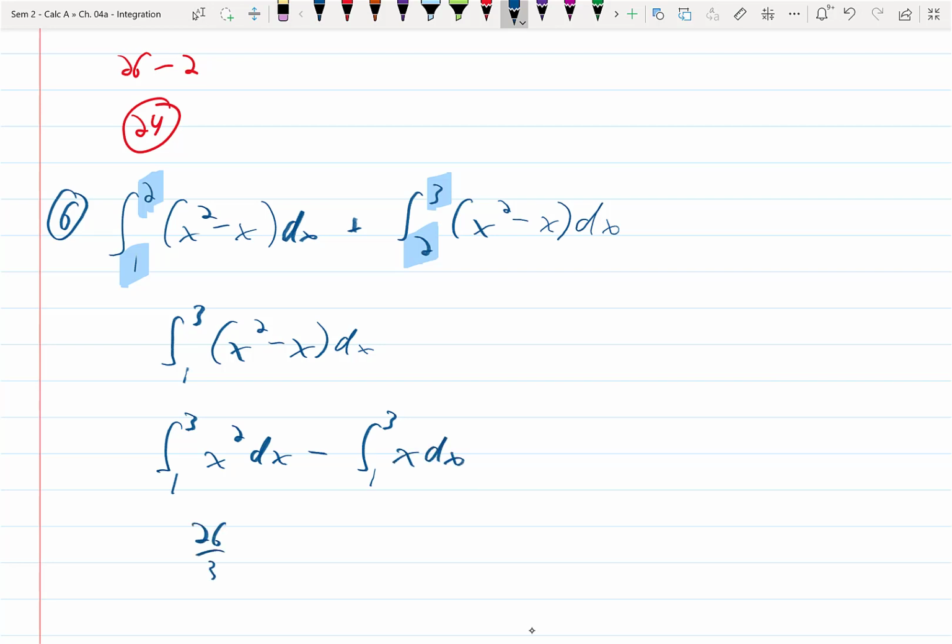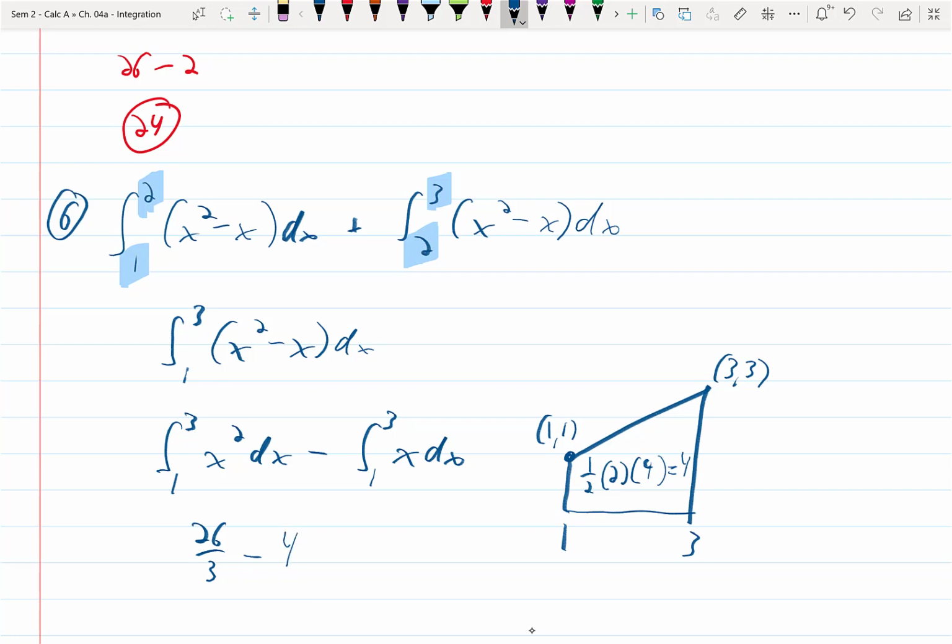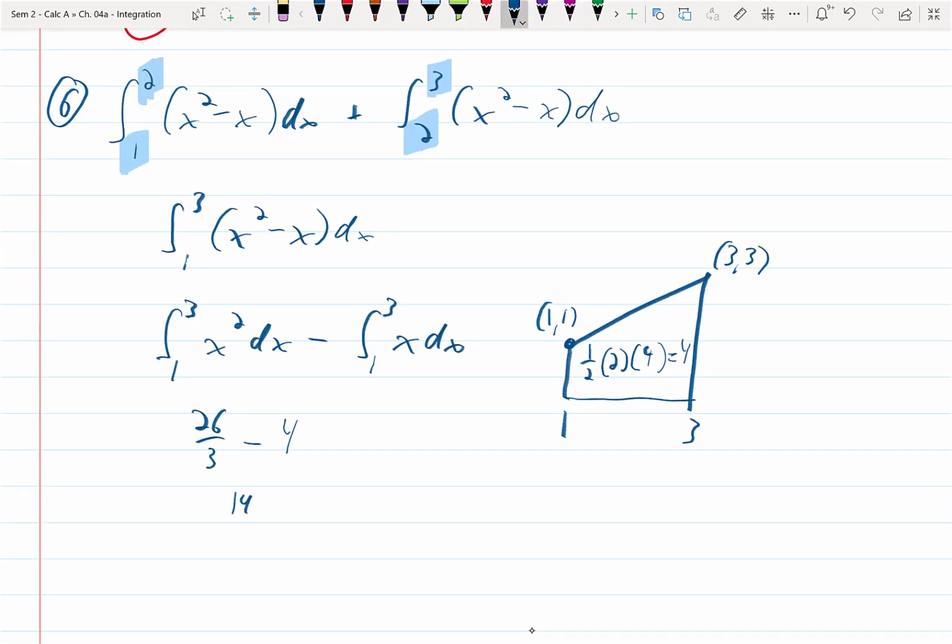This first one is again 26 thirds, and this second one is the area of a trapezoid. If I have a trapezoid where x equals 1 to x equals 3, this would be the ordered pair (1, 1) and this would be the ordered pair (3, 3). If I evaluate the area of this trapezoid, it'd be 1/2, the height is 2, and base 1 plus base 2 would be 4. So this area is just 4. So 26 thirds minus 4 is 14 thirds.